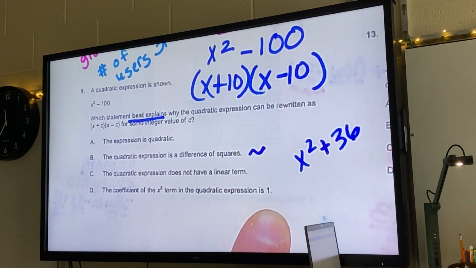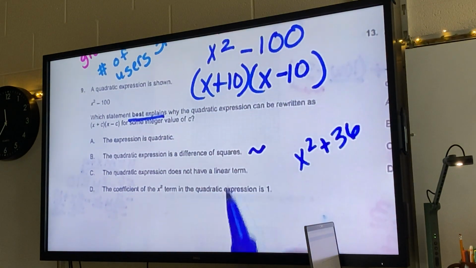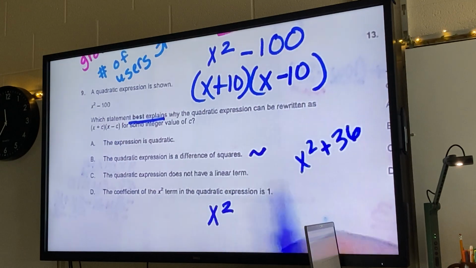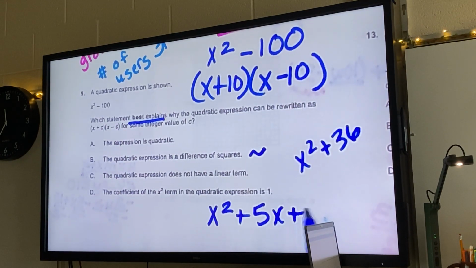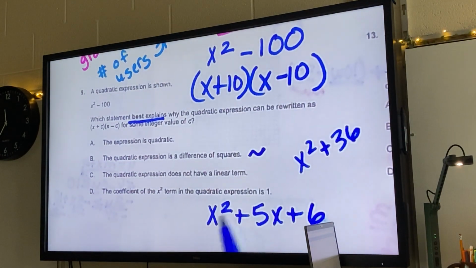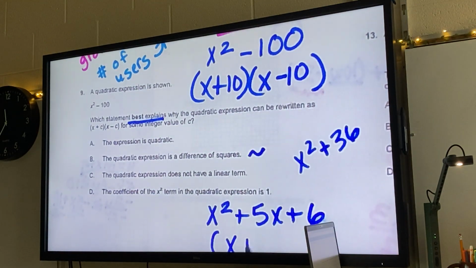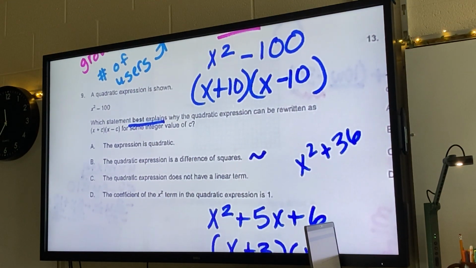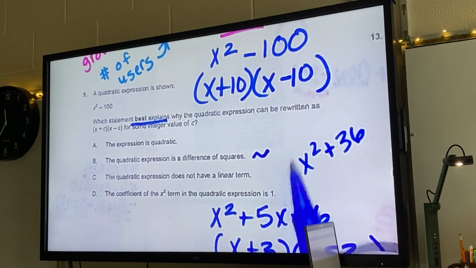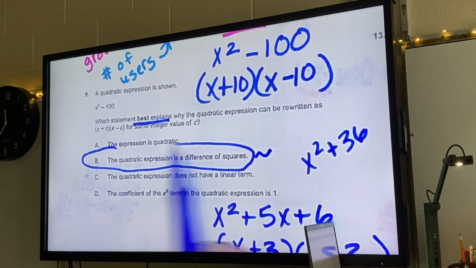We factored a bunch of stuff with a coefficient of 1, and it didn't look like that. For example, we did x squared plus 5x plus 6. This has a leading coefficient of 1, but it wouldn't be like this. This would be x plus 3 and x plus 2. So that doesn't do a good job either. So B is the right answer.